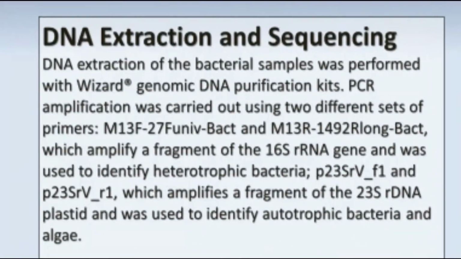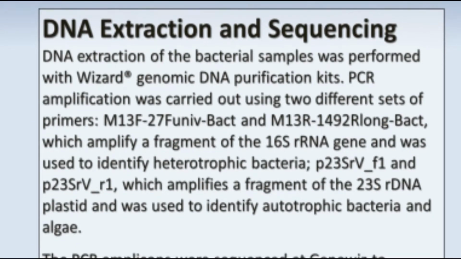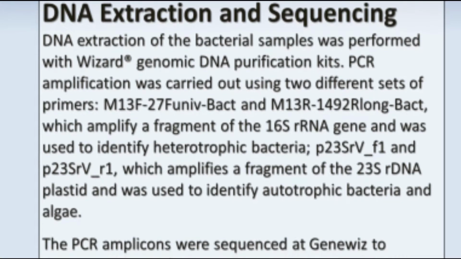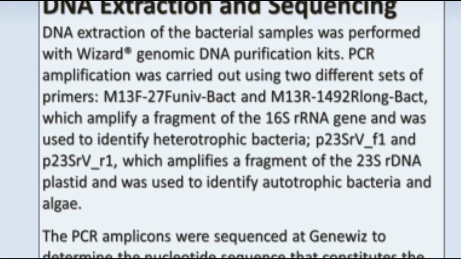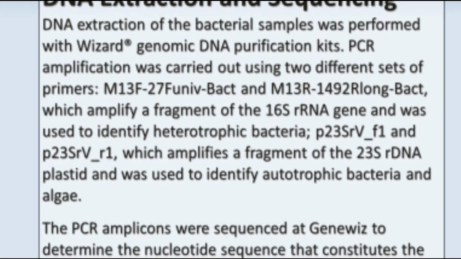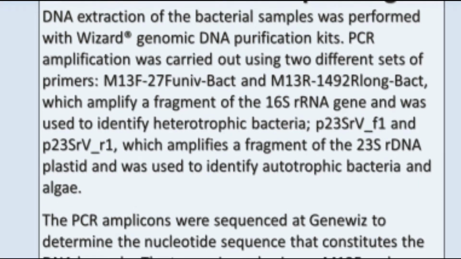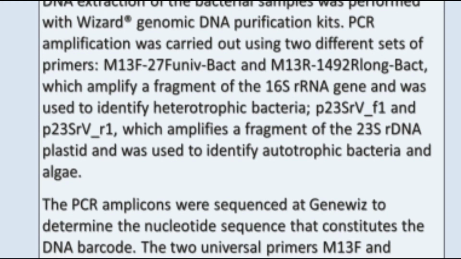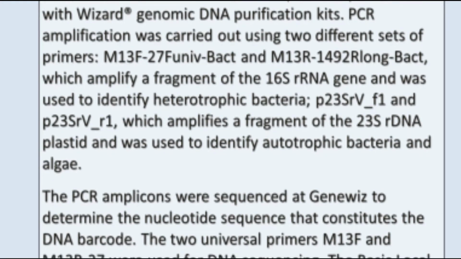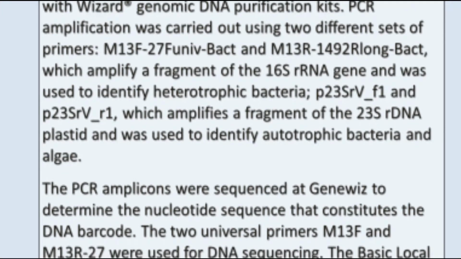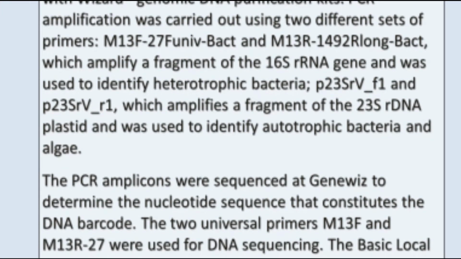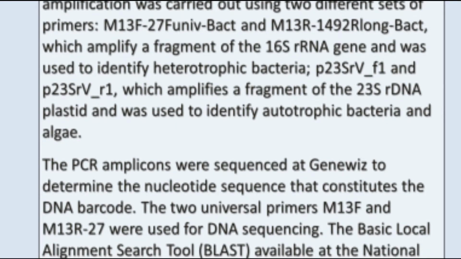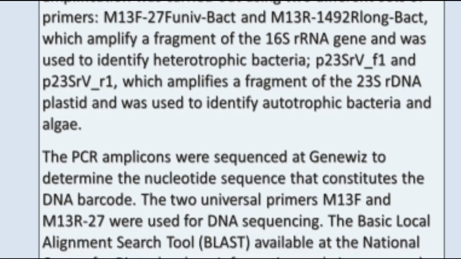PCR amplification was carried out using two different sets of primers. M13F27F and M13R1492R amplify a fragment of the 16S rRNA gene and were used to identify heterotrophic bacteria. P23SRVF1 and P23SRVR1 amplify a fragment of the 23S rDNA plastid and were used to identify autotrophic bacteria and algae. The PCR amplicons were sequenced at GeneWiz to determine the nucleotide sequence that constitutes the DNA barcode.